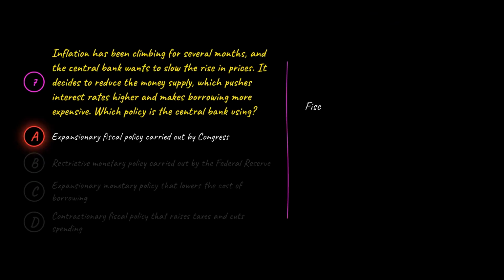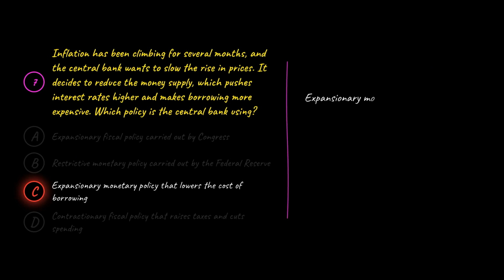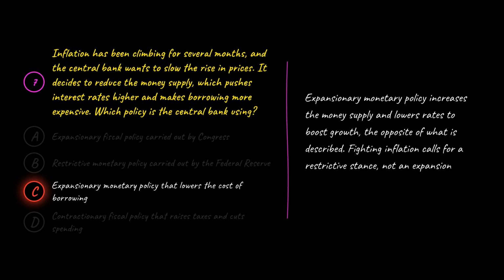A is wrong because fiscal policy involves government spending and taxes set by Congress and the President, not the money supply. The central bank controls monetary policy, so this action is not fiscal. C is wrong because expansionary monetary policy increases the money supply and lowers rates to boost growth, the opposite of what is described. Fighting inflation calls for a restrictive stance, not an expansionary one.